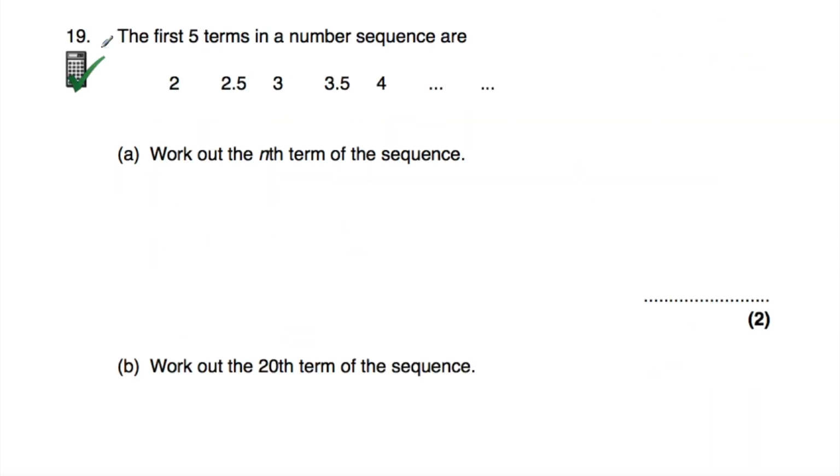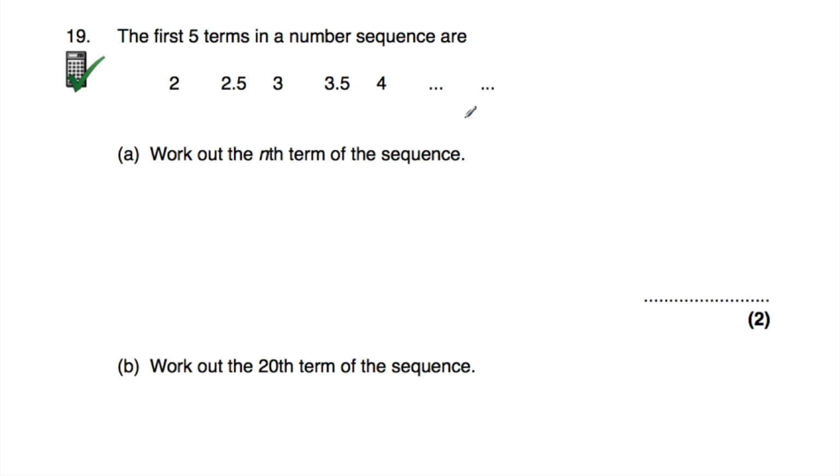Okay, so question number 19. Question number 19 says the first 5 terms in a number sequence are 2, 2.5, 3, 3.5, 4, and so on. And part A, we've been asked to work out the nth term of this sequence. That's a calculator question, but actually I think we can do this without a calculator, this part anyway.